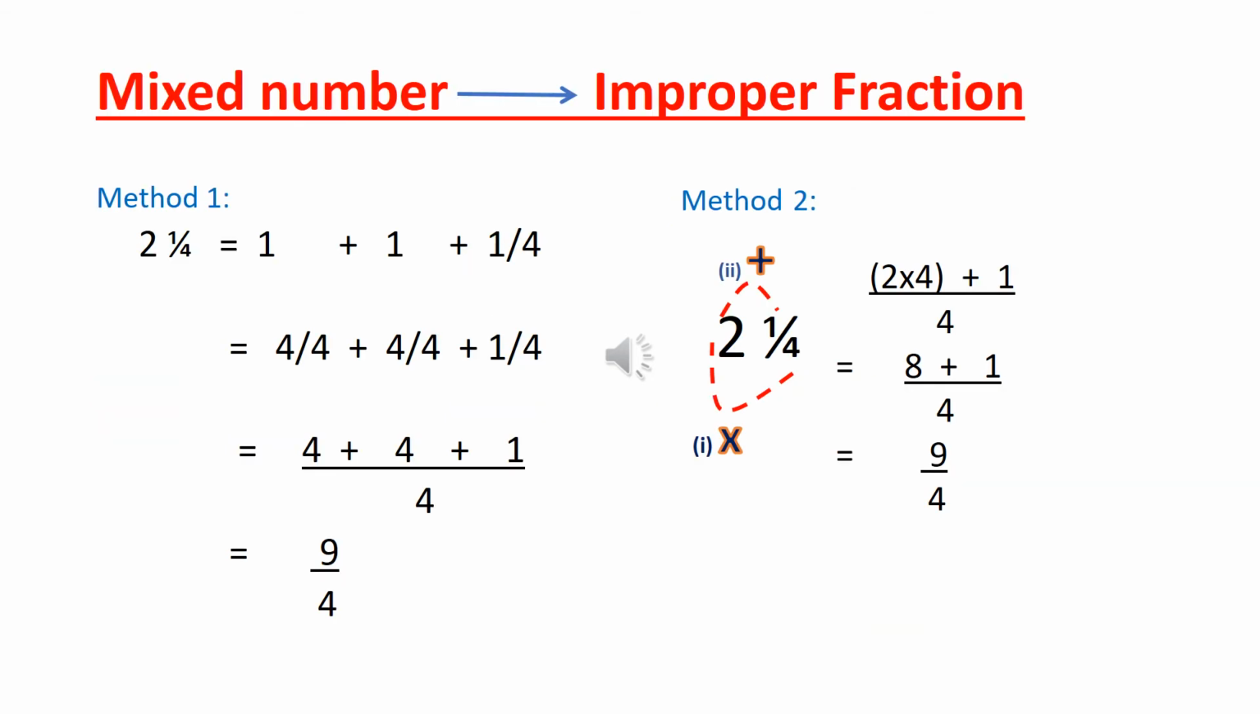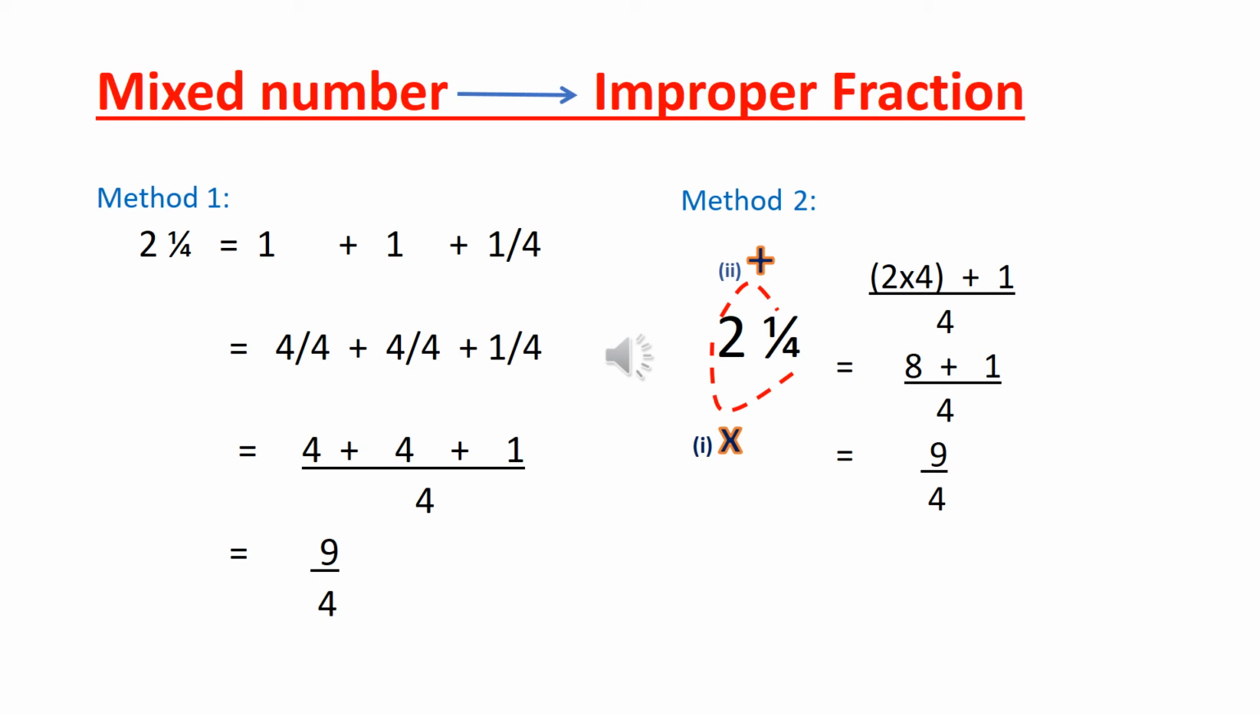Let's represent a mixed number as an improper fraction. There are two methods, method 1 and method 2. Let's check method 1. 2 and 1/4. First of all, we have to separate the 2 as 1 plus 1. Then the fraction 1/4. 1 means 4 divided by 4. Likewise, we can get the final answer 9 divided by 4.